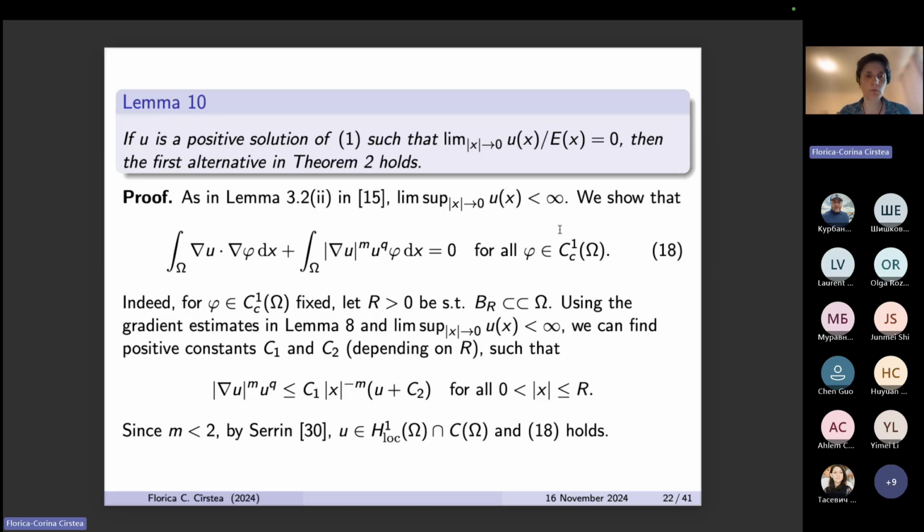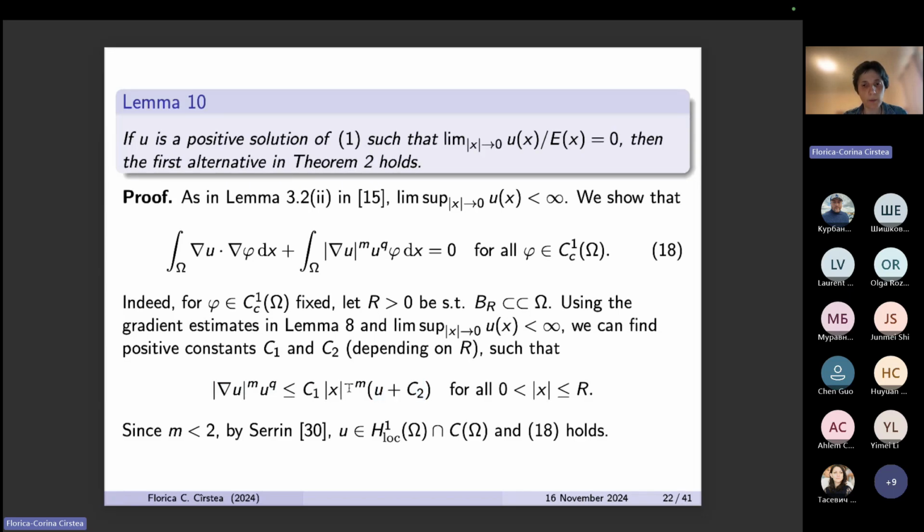The constant, choose it large enough to dominate u on some sphere of radius R0, on the boundary of the ball where you compare, and you immediately get that the limit superior is finite. And then with that information and with the gradient estimates that I mentioned earlier, you see that the right-hand side, modulus gradient u to the m, u to the q, is going to be dominated by C1 modulus x to the minus m, times something u plus C2.